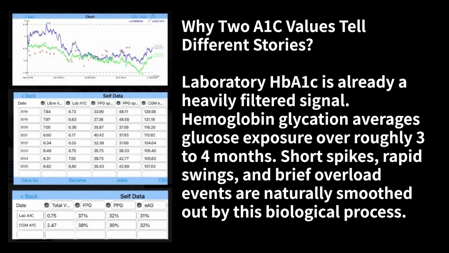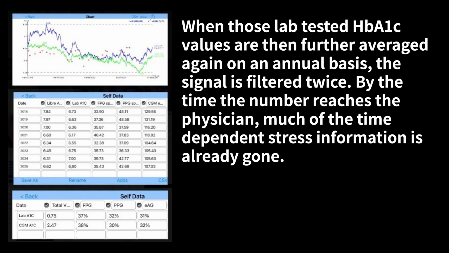It is not. Why two A1C values tell different stories? Laboratory hemoglobin A1C is already a heavily filtered signal. Hemoglobin glycation averages glucose exposure over roughly 3 to 4 months. Short spikes, rapid swings, and brief overload events are naturally smoothed out by this biological process. When those lab-tested hemoglobin A1C values are then further averaged again on an annual basis, the signal is filtered twice. By the time the number reaches the physician, much of the time-dependent stress information is already gone.